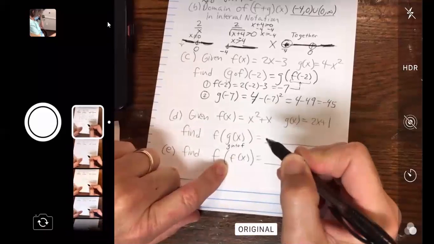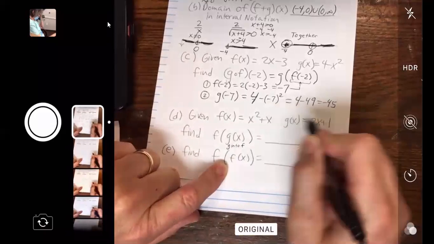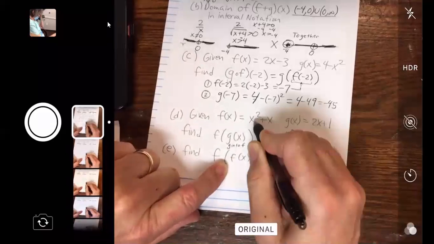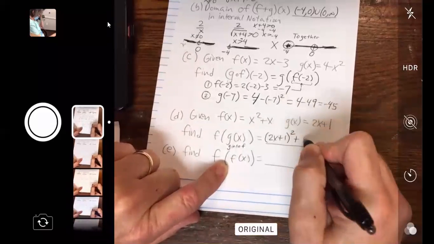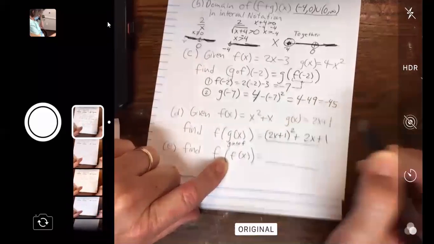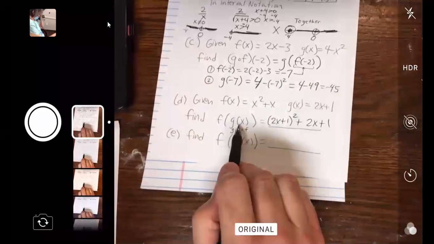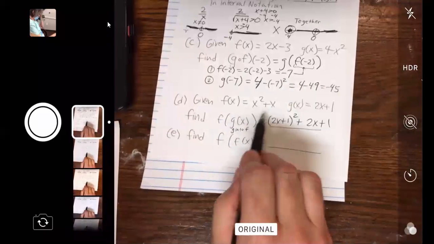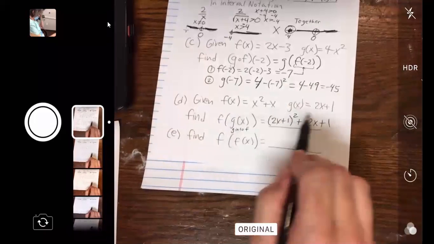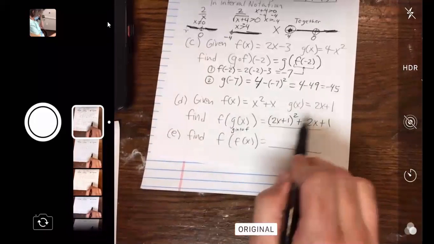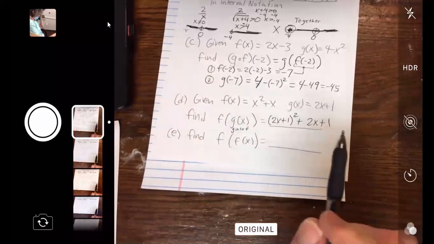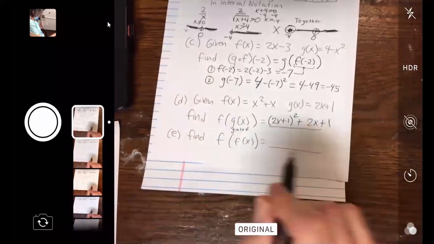So that's going to put 2x plus 1 squared, add 2x plus 1. Don't really need a parentheses around that second 2x plus 1. This takes whatever is inside here. F says square it and add it. So the G is this. I'm going to square it and then add it. You don't really have to do anything more with it.